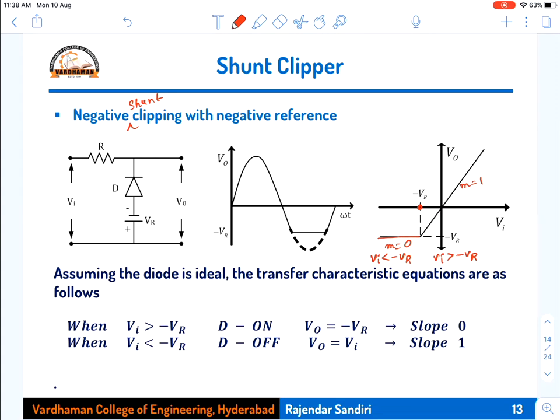Next, we are comparing the anode voltage with the cathode voltage. Here Va is the anode, here it is Vk, the cathode. For the diode to be reverse biased, Va should be less than Vk. So Va is nothing but Vi, Vk is nothing but minus Vr. So Vi less than minus Vr, the diode is forward biased.